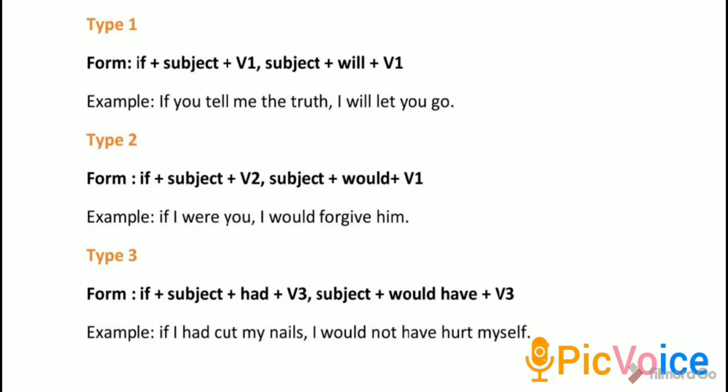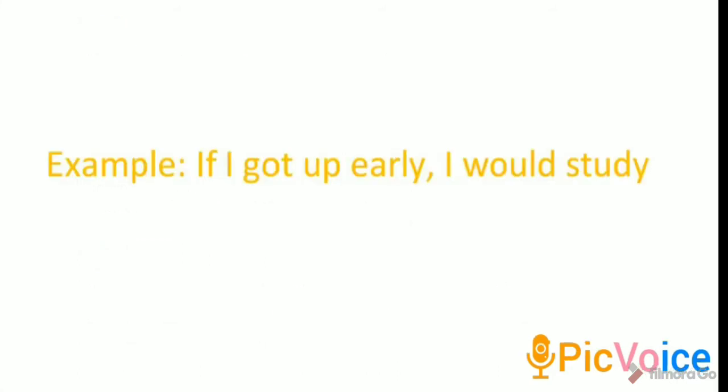Now let's see type 2. Here the situation is like, I already knew that something is not going to happen in future, but still I imagine if it happens, how it could be, or what will I do, what the result could be. For example, if I got up early, I would study. But I have already decided that I am not going to get up early. But still, I imagine what would I do if I got up early. In such situations, we use type 2 conditional sentences.